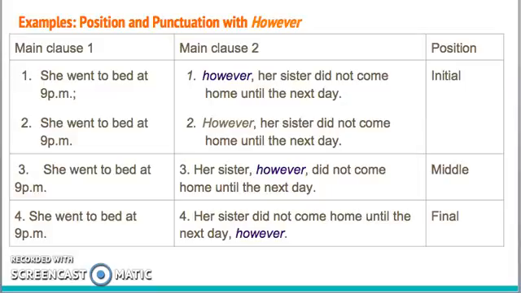If you look at sentence 3, when transition words occur in the middle of a main clause, they are offset by commas. So she went to bed at 9 p.m. Her sister, however, did not come home until the next day. And then the last sentence, sentence 4, when they occur at the end of a main clause, they are also preceded by a comma. Her sister did not come home until the next day, however.